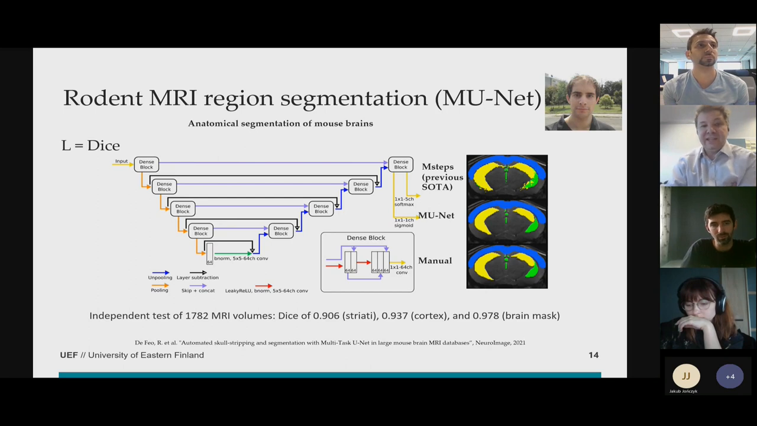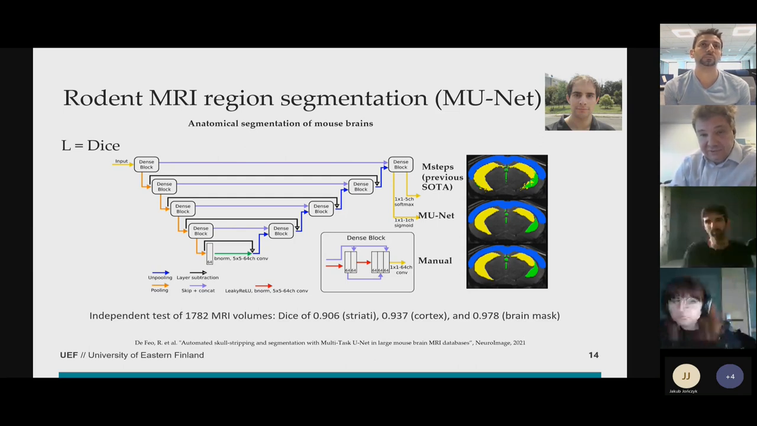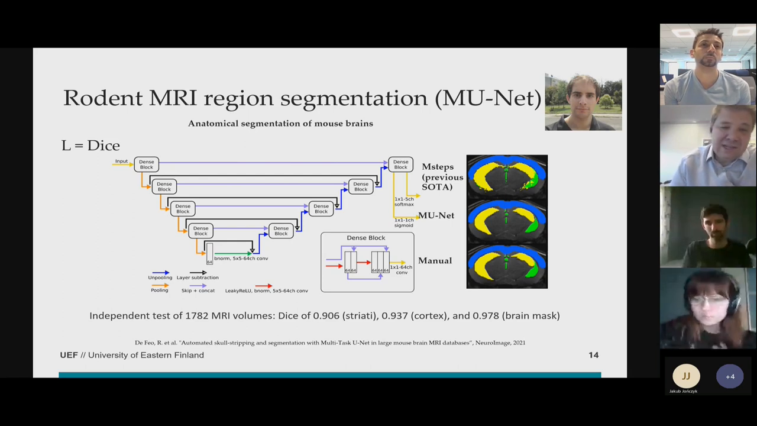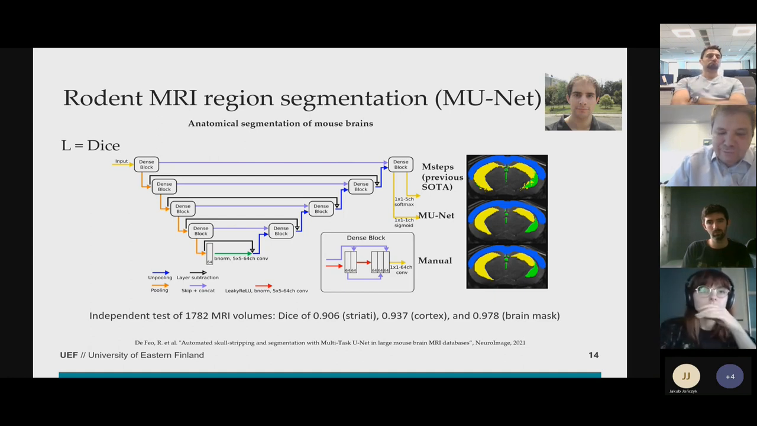So we did the evaluation with an independent test set of nearly 2000 MRI volumes, and this was pretty successful, since dice scores were over 0.9 on average for every structure that we studied. We of course had a quite limited number of structures here, because the data was obtained from a certain project about Huntington disease mouse models, and they were interested in these brain structures.